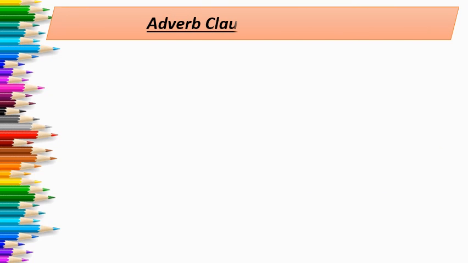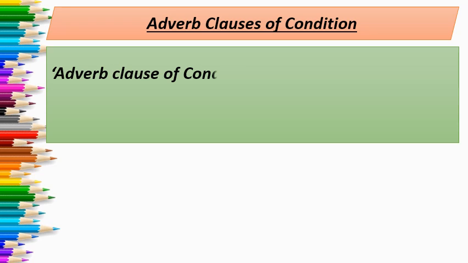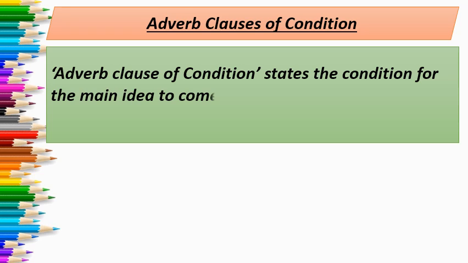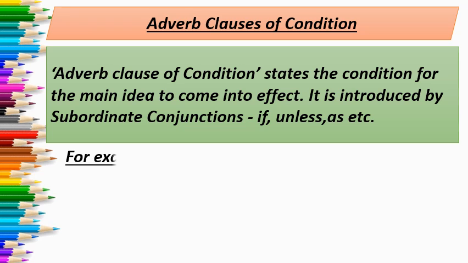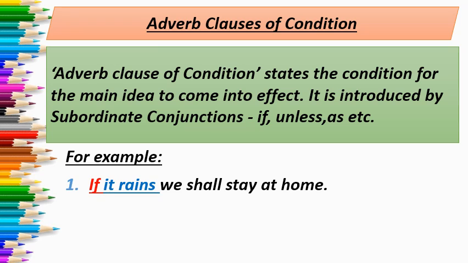Now let us see another kind of adverb clause, that is adverb clauses of condition. An adverb clause of condition states the condition for the main idea to come into effect. It is introduced by subordinate conjunctions like if, unless, as, etc. Let us see some examples to clarify it. Number 1, if it rains, we shall stay at home. So here in this sentence, if it rains is the subordinate clause. We shall stay at home is the main clause. If it rains is showing condition here.